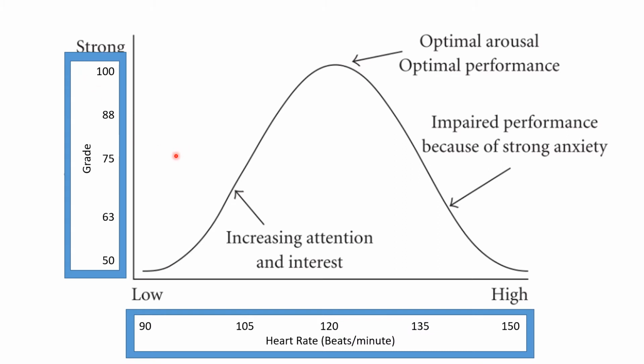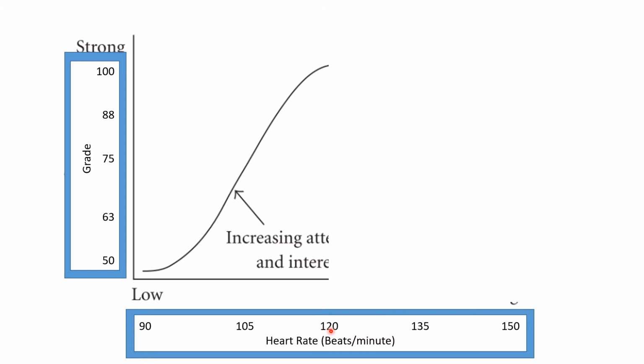Now, let's say that I take data on people in my class and see how their heart rate corresponds to the grade that they make on their test. But here's the critical thing. Nobody in my study has a heart rate greater than 120. All the people in my study have a heart rate between 90 and 120. So we're only going to have the left half of this graph, essentially.